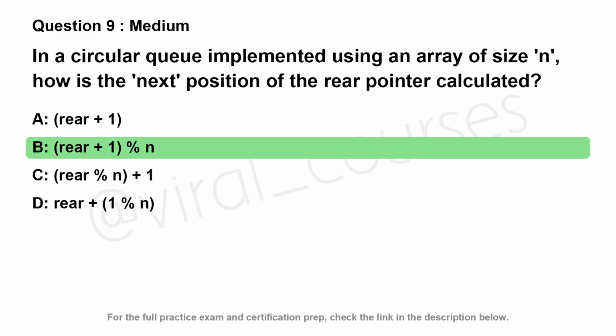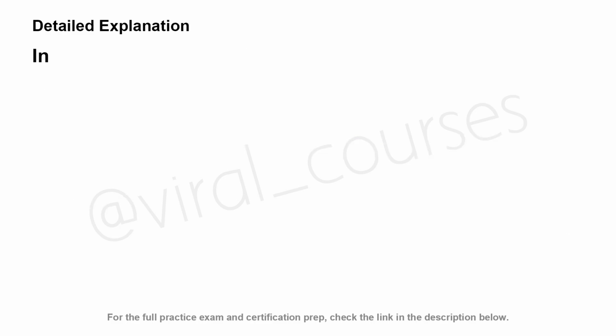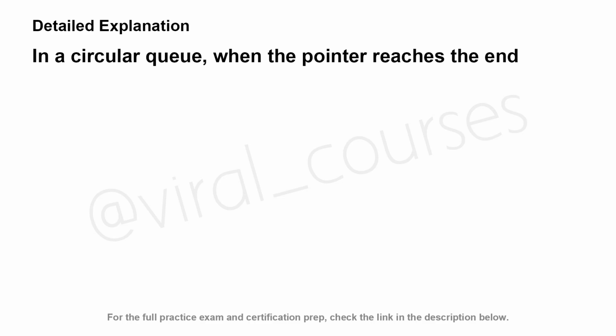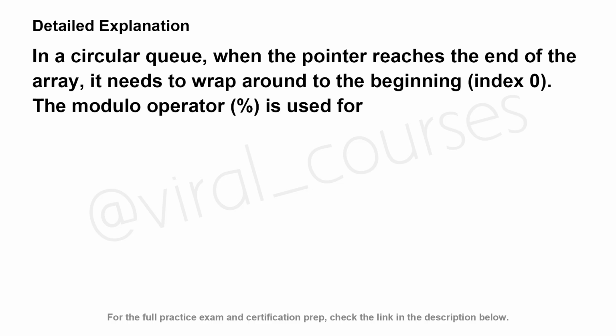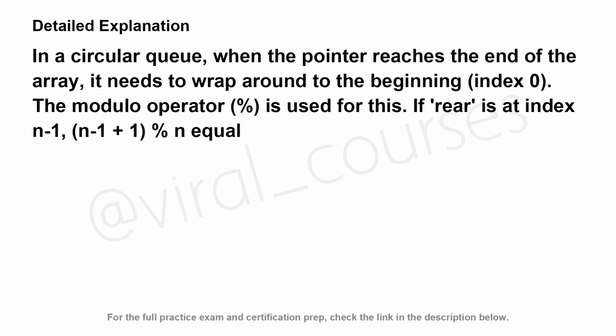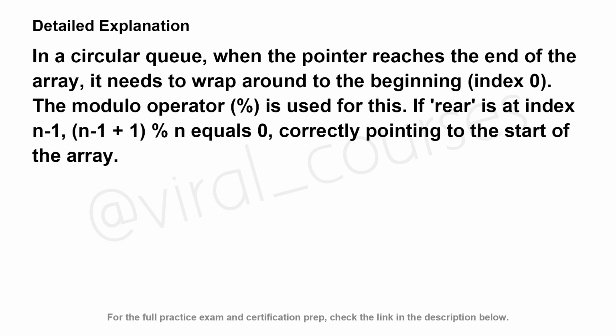The correct answer is B. In a circular queue, when the pointer reaches the end of the array, it needs to wrap around to the beginning, index 0. The modulo operator, %, is used for this. If rear is at index n-1, (n-1 + 1) % n equals 0, correctly pointing to the start of the array.